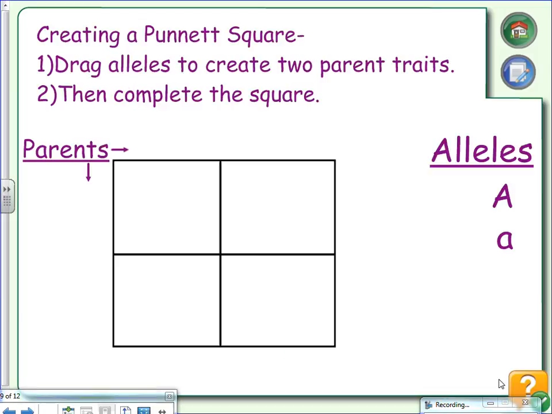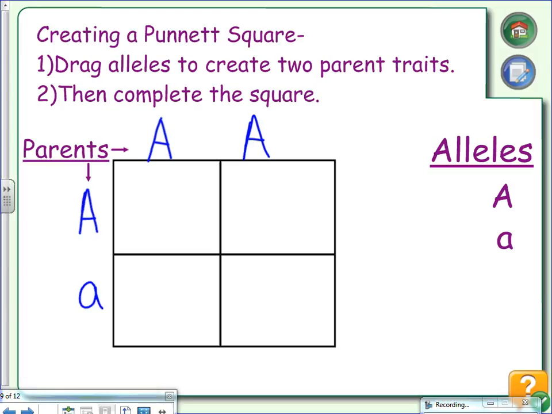Moving on, so we're going to practice creating a Punnett square. Okay, and it says drag the alleles to create 2 parent traits, then complete the square. You can pause the video at this time and practice as many combinations as you want. Okay, I'm actually going to write instead of dragging because I enjoy that. So for the top parent, we're going to say that he is homozygous dominant. So if he is homozygous dominant, he's going to have 2 capital letters. We're going to say the parent on the side, or parent number 2, is going to be heterozygous. Therefore, hetero means different, so he's got 1 capital letter and 1 lowercase letter.